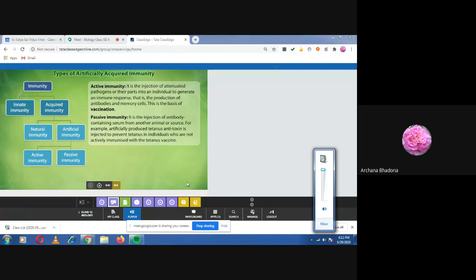Put today's date and write down artificial immunity and put a dash and write down types.